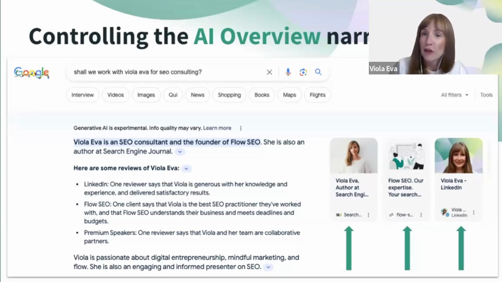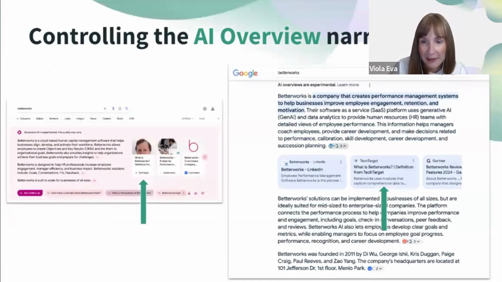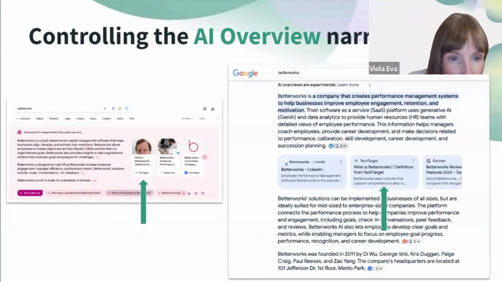So one assumption is if I can curate these underlying sources and references, my description and the way I'm represented in the overview will be more aligned with my narrative. Not so lucky was one of our clients. On the left side, again, that screenshot is a couple of months old from the Search Generative Experience beta version. It talks about BetterWorks as cloud-based human capital management software.